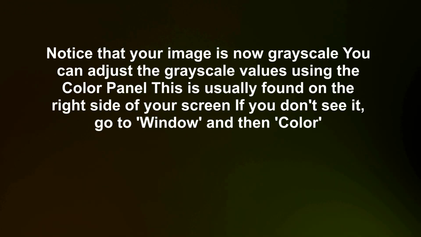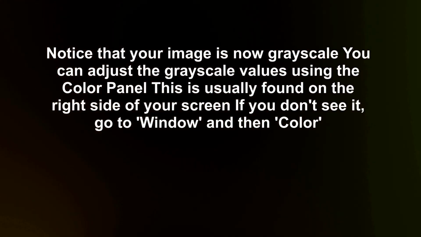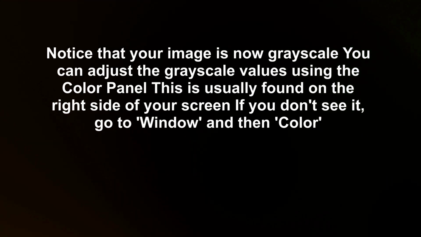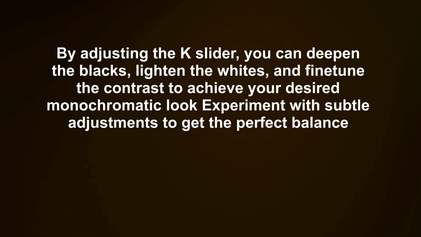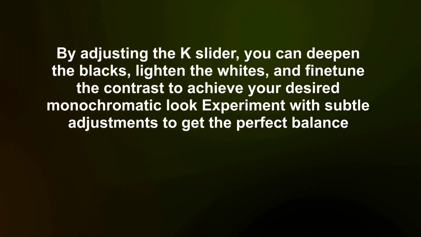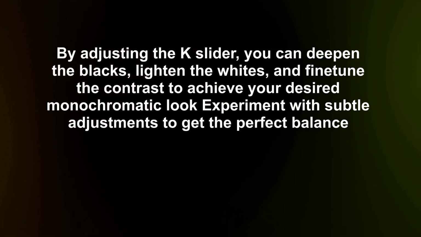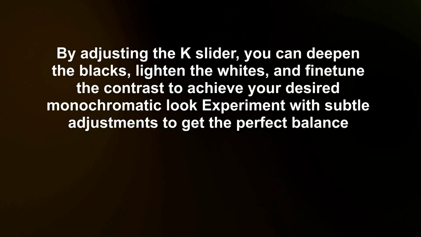You can adjust the grayscale values using the color panel. This is usually found on the right side of your screen. If you don't see it, go to Window and then Color. By adjusting the K slider, you can deepen the blacks, lighten the whites, and fine-tune the contrast to achieve your desired monochromatic look. Experiment with subtle adjustments to get the perfect balance.